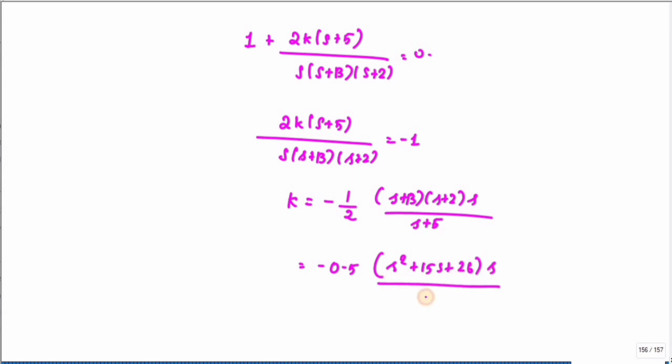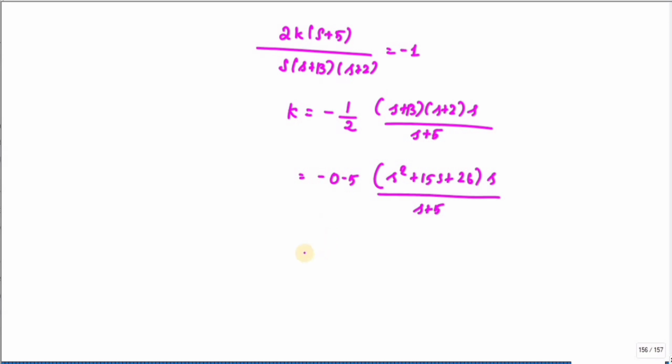So if 1 goes to the right hand side, it becomes -1, and now the K value is K = -s(s + 2)(s + 13) divided by 2(s + 5). So I can write it like this, right?